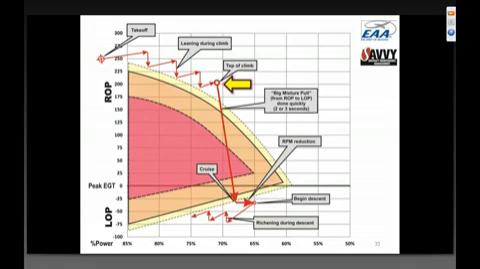Eventually we get to the top of climb, and at that point we decide that we want to transition from a rich of peak climb mixture to a lean of peak economy cruise mixture. To do that, we have to pass through the red fin, even through the purple fin a little bit, but the key is to do it very quickly.